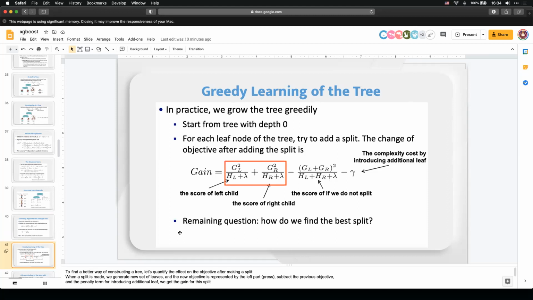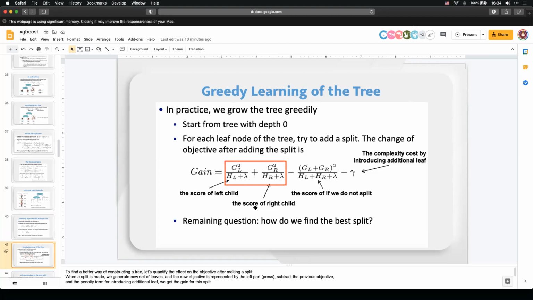So in practice, there are way more details than what we are going to introduce here. But this is a method that is better than the naive method that we just talked about. In reality, it's more complicated. So here we want to propose a method called greedy learning of the tree.